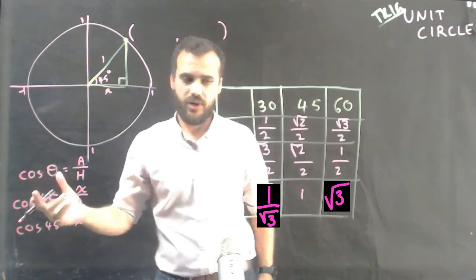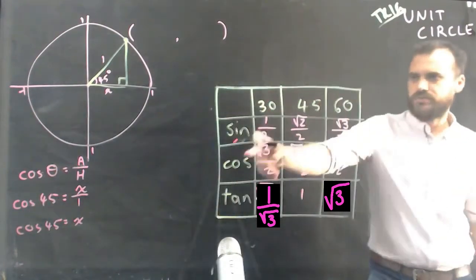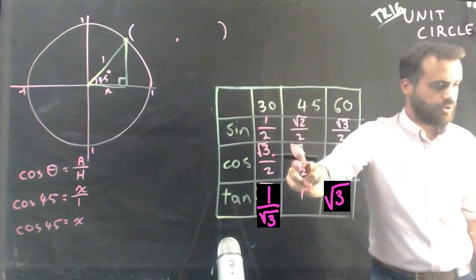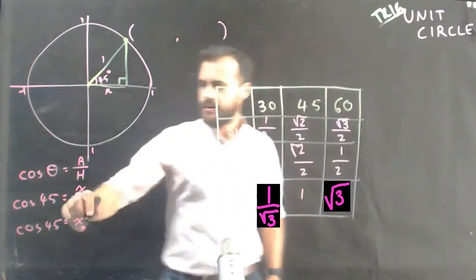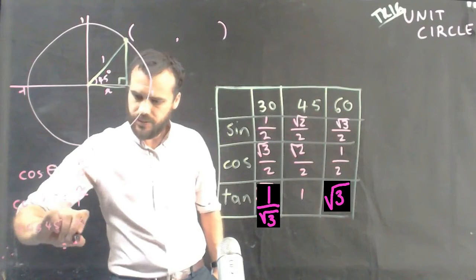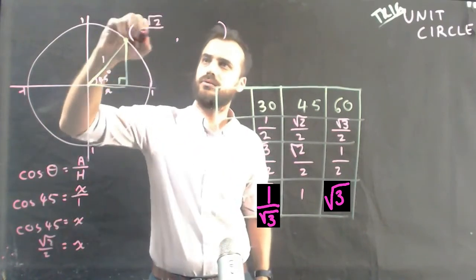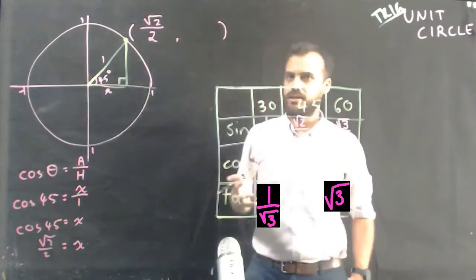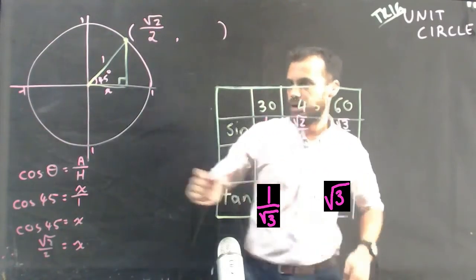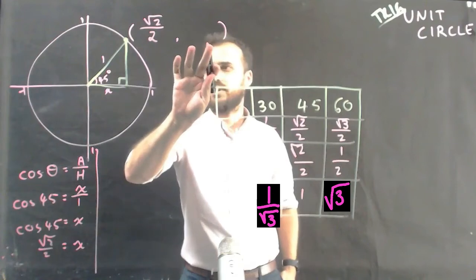And if I want to know what x is, then I just need to know what cos 45 is. How do I know what cos 45 is? Cos 45 is root 2 on 2. Therefore, x is equal to root 2 on 2. Easy, straightforward.